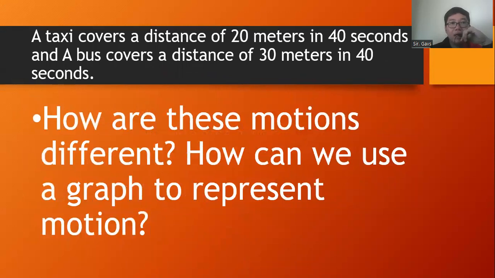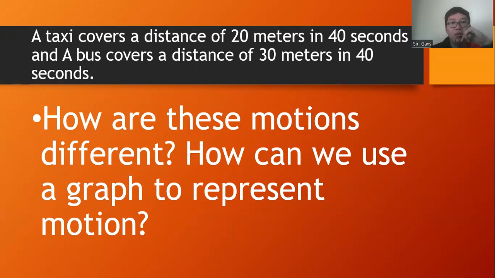Let's have an example. A taxi covers a distance of 20 meters in 40 seconds, and the bus covers a distance of 30 meters in 40 seconds. So how are these motions different? How can we use a graph to present motion? Okay, if you will get a piece of paper, you may pause this video.